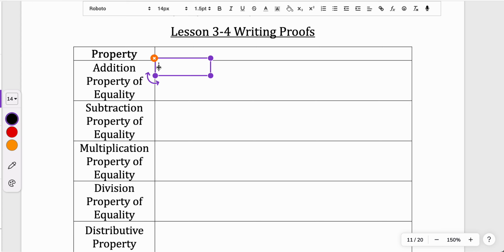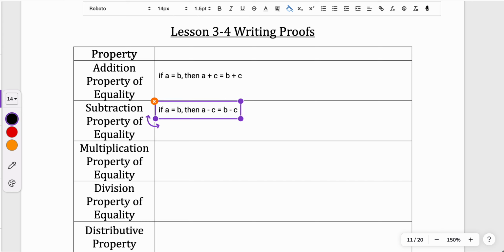So addition property of equality. If A equals B, then we can equate that to A plus C is equal to B plus C. So notice we just added C to both sides and it created an equivalent equation, or an equation that's still balanced. Subtraction property of equality just says if A equals B, then A minus C is equal to B minus C. So again, we're subtracting C on both sides to make it balanced.